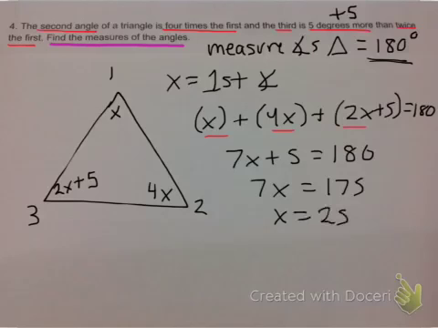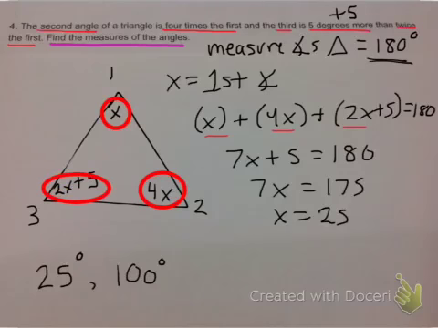Now remember, it's important to go back to the question. It says find the measures of the angles. So I need all three angles. Well, I know that one angle is just x, so that first angle is 25 degrees. My second angle is 4x. So I know that that angle is 100 degrees, 4 times 25. And my third angle is 2x plus 5. So 2 times 25 is 50 plus 5 is 55 degrees. And that is my final answer.